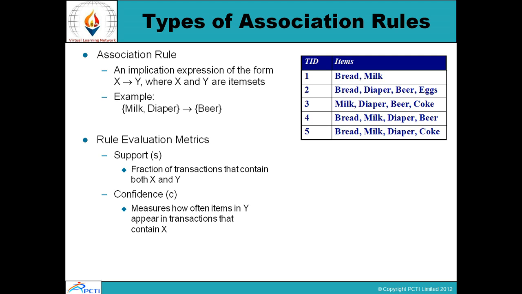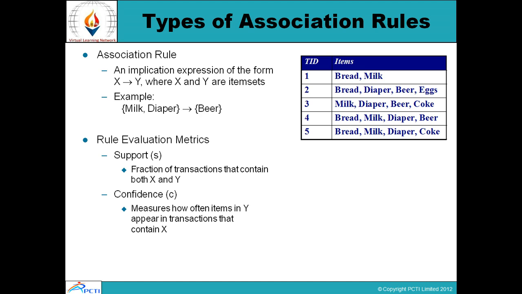Types of association rule. Association rules involve an implication expression of the form X implies Y, where X and Y are item sets. Milk could be an example of an X. Diaper can be an example of an X.